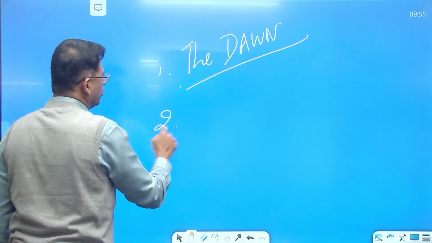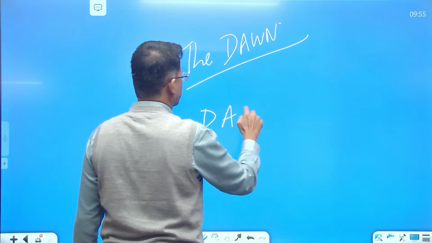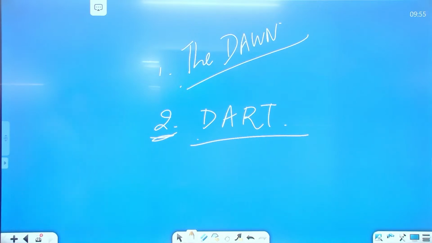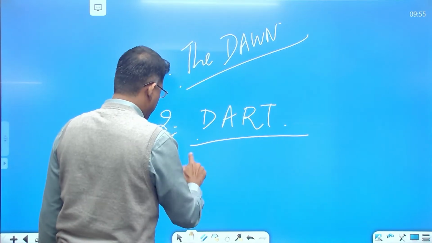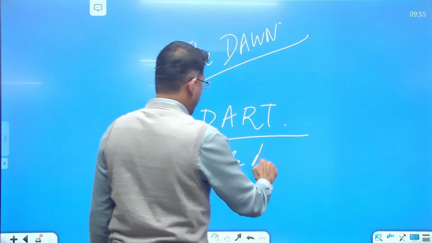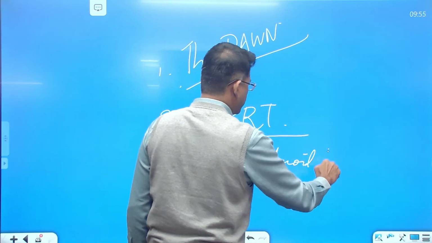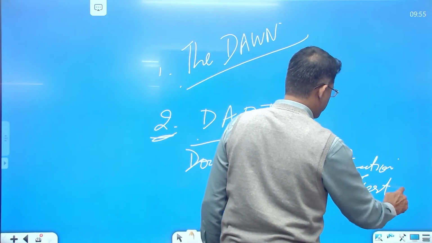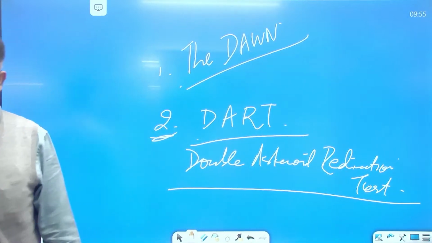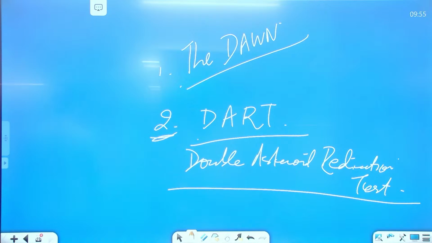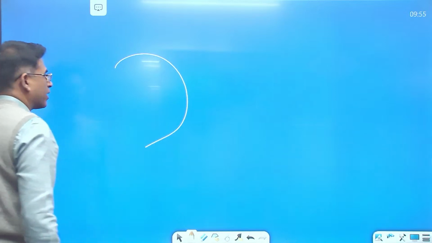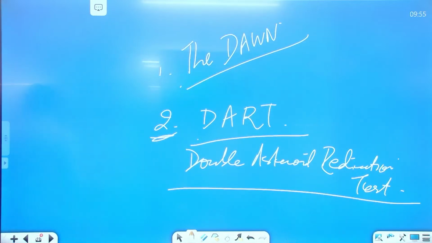Another mission is called the DART mission. DART stands for Double Asteroid Redirection Test. Okay, so know this, that this is Earth. Write it down first. Double Asteroid Redirection Test is one of the missions of NASA.